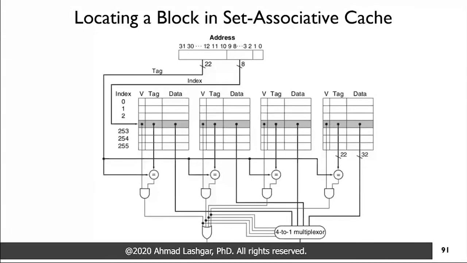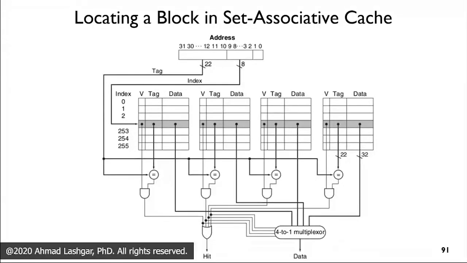Let's see how we can search for a block in a set associative cache. Similar to direct map, address bits are divided into tag, index, and byte offset fields. A set associative cache is effectively composed of n direct map caches, where n is the number of ways. In this example, n is 4, and we see a 4-way set associative cache. So we see 4 subcaches. We call every one of the direct map caches here a way.